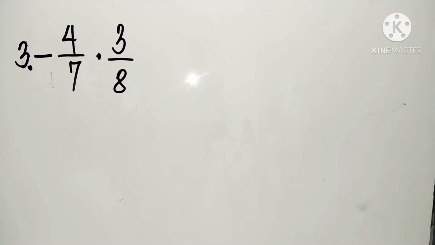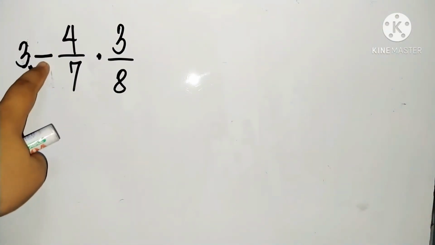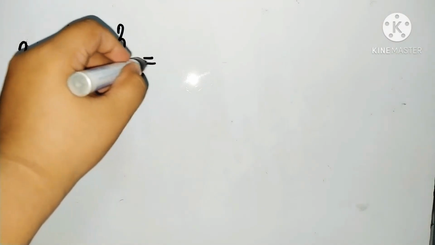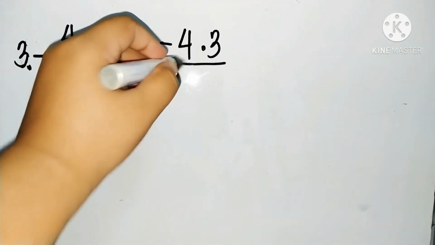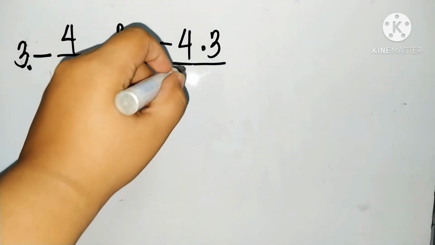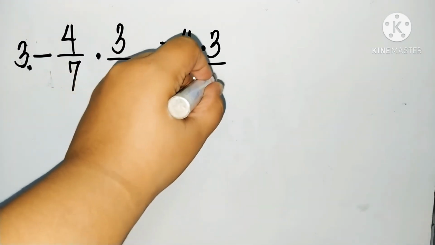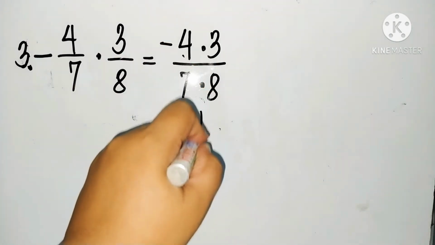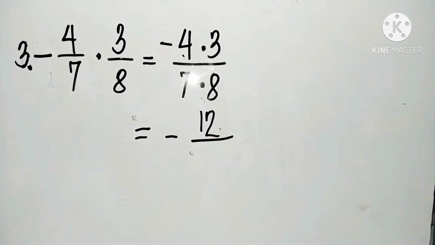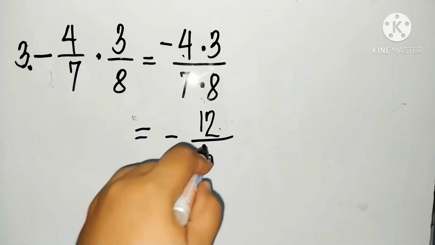Kagaya nung ginawa natin nung una, step number 1, multiply the numerators and denominators. Sa case na to, ang magdadala ng negative sign ay si 4. Magiging negative 4 times 3 over yung denominators, multiply them, so 7 times 8. Negative 4 times 3 is negative 12 over 7 times 8 is 56.